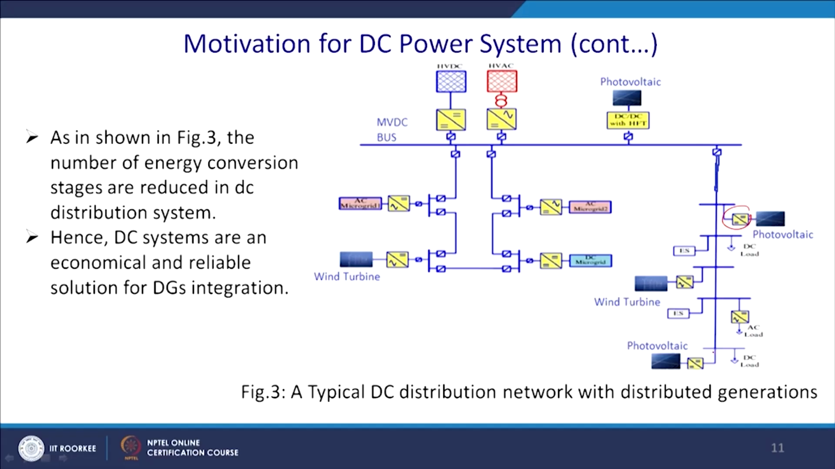So, you get rid of many AC to DC converters, and here you can see that you have put this AC to DC converter. So, you can see that the number of components in a DC microgrid is essentially less. So the number of energy conversion stages is reduced in the DC distribution system, hence DC systems are an economical solution, since you have a lower component count, and a reliable solution for DG integration in the case of the microgrid.